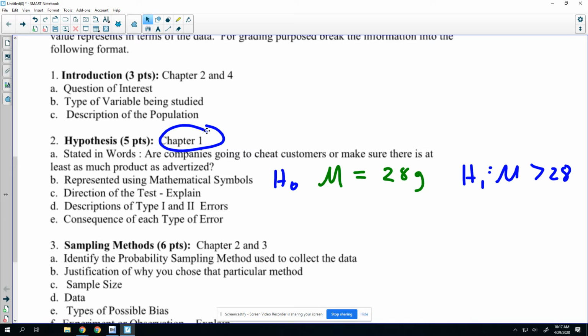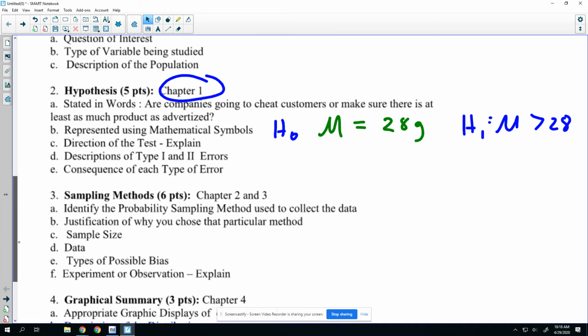Consequence can be a little bit difficult for you to figure out at this time, but think about what happens if I do not accept the null. I reject it. I'm saying there's not 28. I must think there's more when there really isn't. So think about the consequence for the company and the consumer.